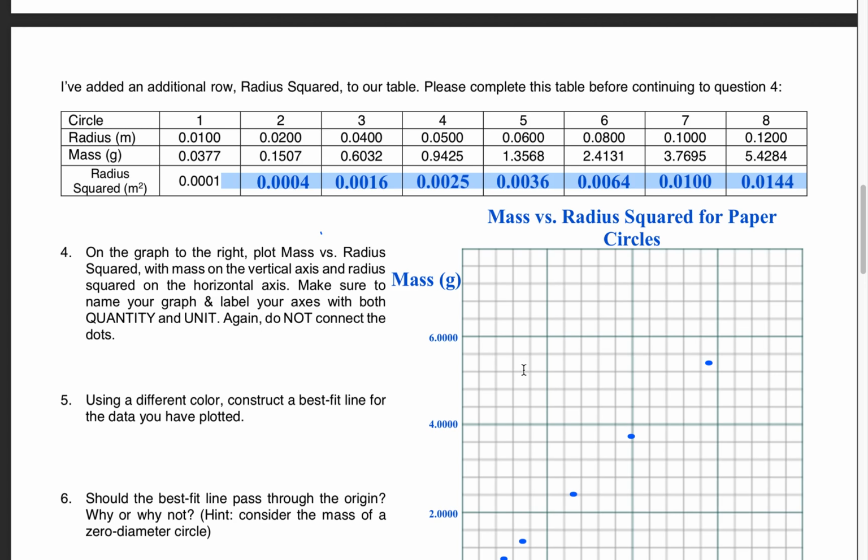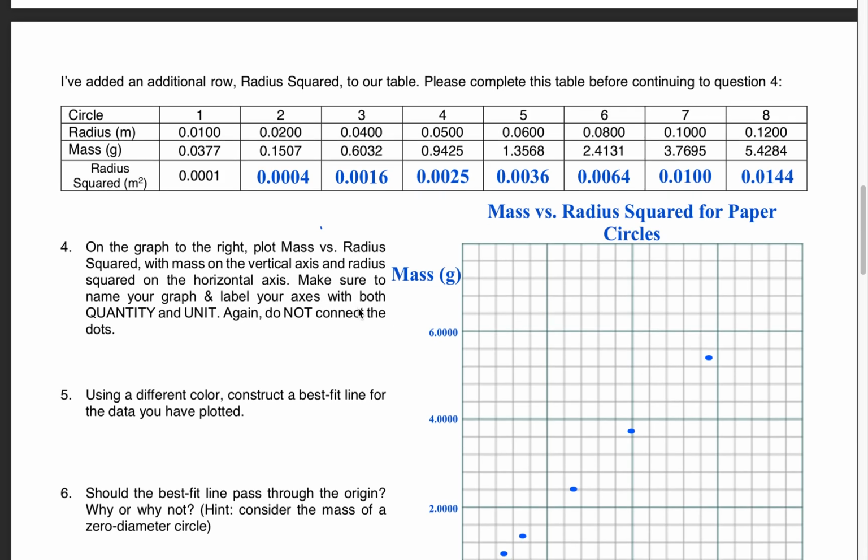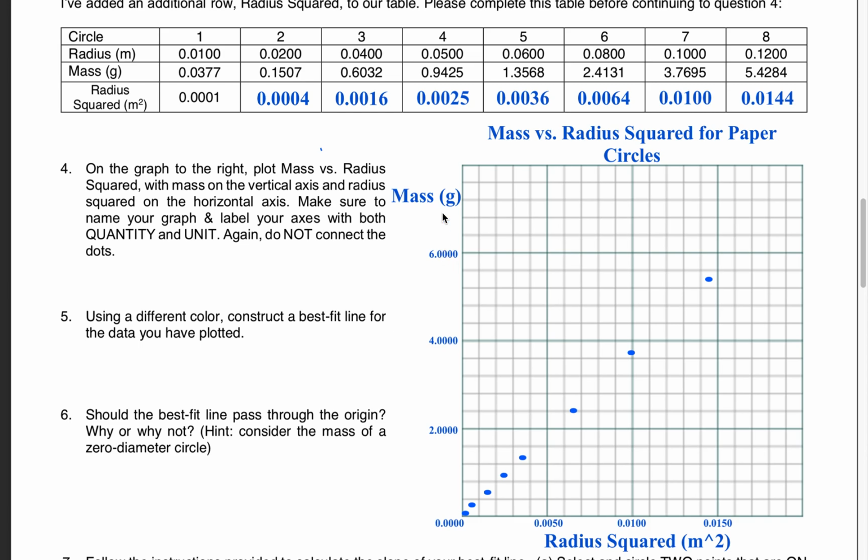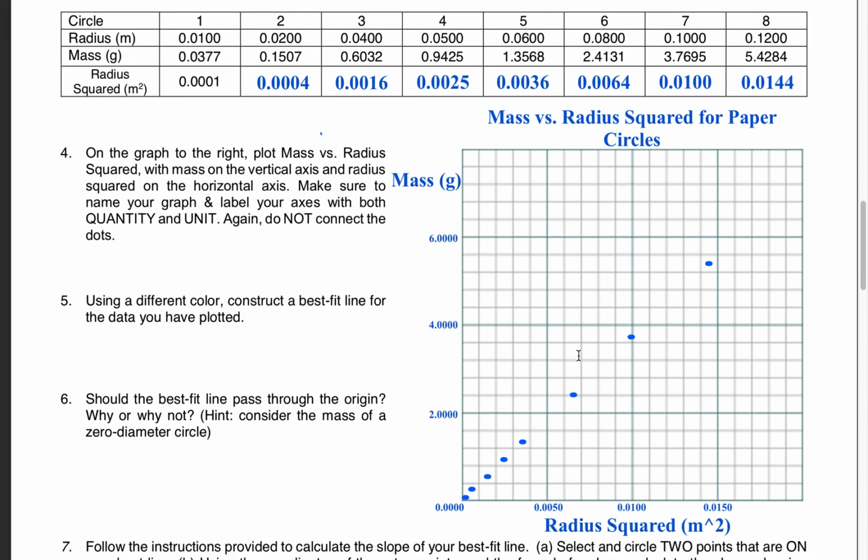Linearization is where we take a data set that isn't linear, such as this radius and mass, and we create a linear data set. So you're going to want to calculate all of these radius squareds, and I've done that already for us. Then for number 4, on the graph to the right, we're going to plot mass versus the radius squared. Mass on the vertical axis, radius squared on the horizontal axis. As always, don't forget your scale, your labels and units, and a title for your graph.